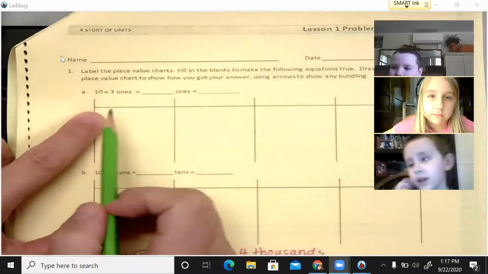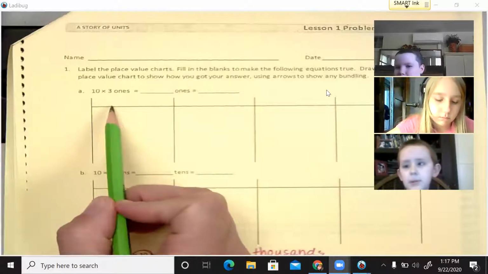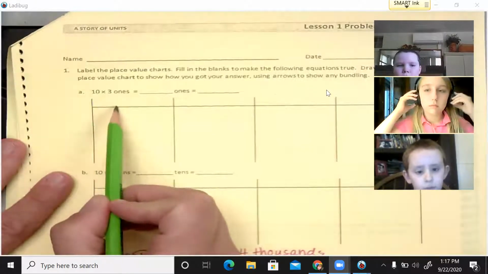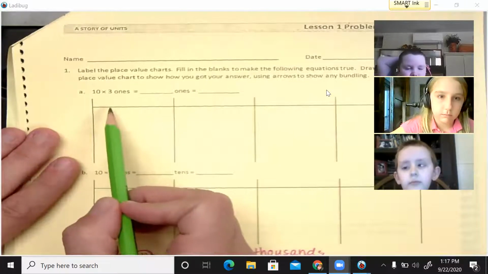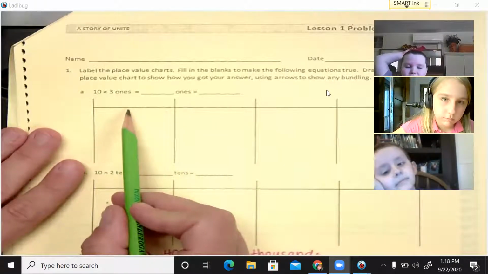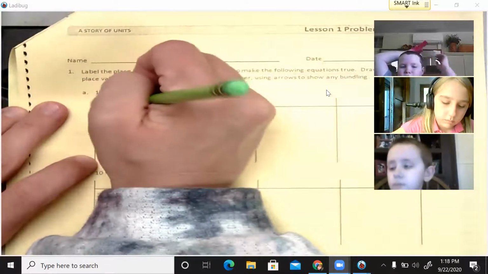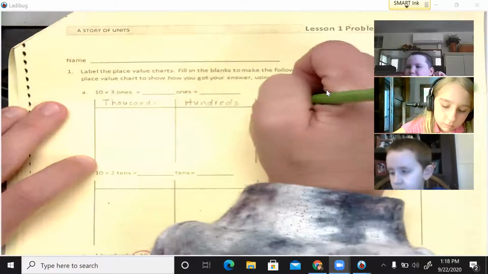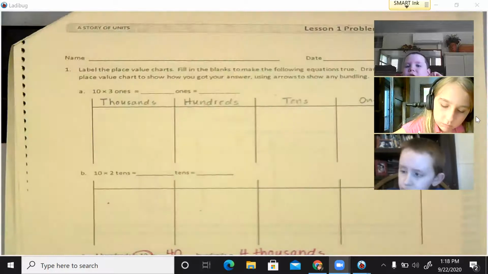Tyler, what place value is this? Soren, what place value is this right here? Ones, which is the first one. No, ones is the smallest. This is our largest place value. That is thousands. Thousands, good. And then what comes next, Soren? Hundreds, and then tens, and then ones. Very good.